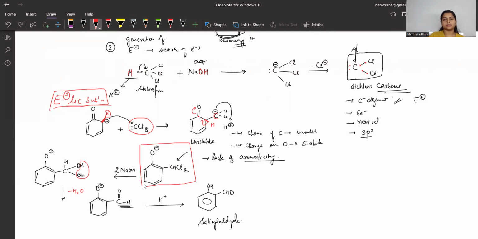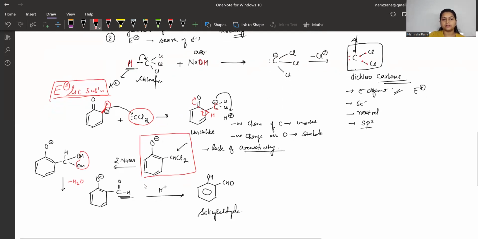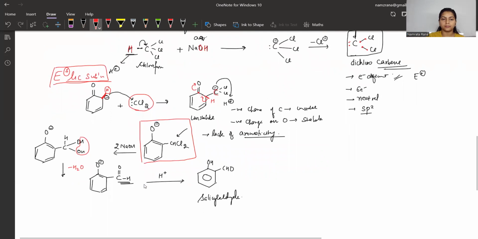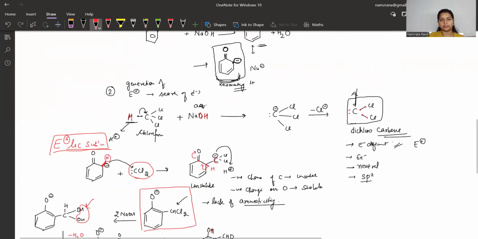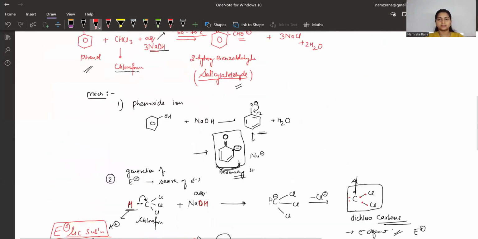Now, a simple acid-base reaction where the 2 Cl groups of the carbon will convert into 2 OH groups. As 2 OH groups on the same carbon are unstable, there is removal of water to form the CHO group, that is, the aldehyde group, and you need to add this H positive again so that you get the phenolic part again. So that was all in the mechanism of Riemann Tiemann reaction, right? I hope this is clear.